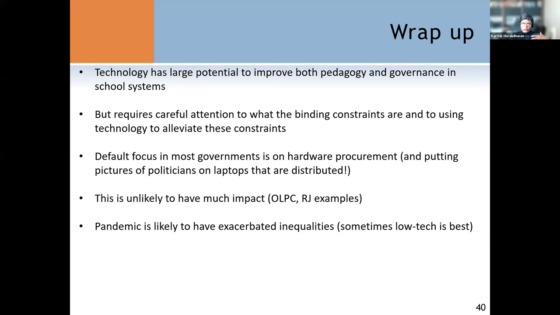So, to me, it's a complete scandal that we haven't differentiated in opening schools earlier, but it's a case where the interests of the elite have dominated the public discourse and kept schools closed way longer than I think they should have been, okay? And it's almost certain that this has exacerbated inequalities, okay? And so sometimes low-tech interventions are the best.